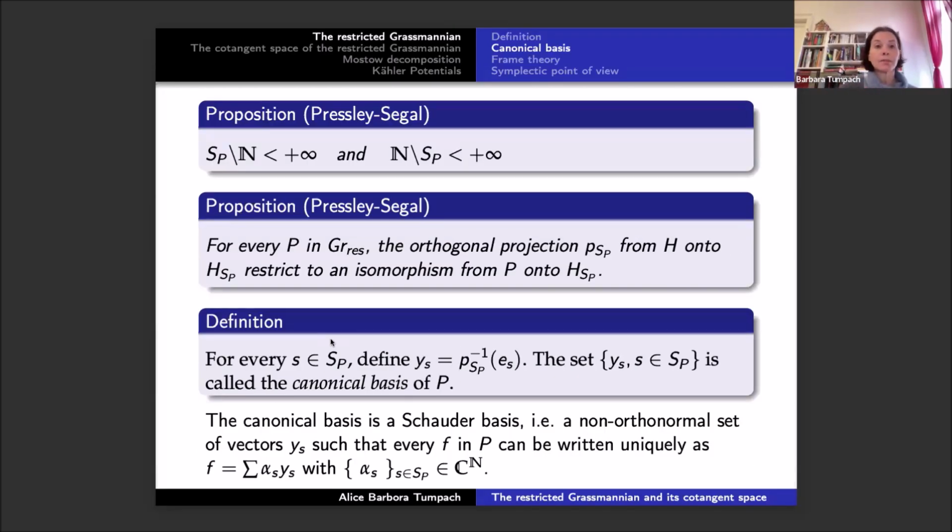So the proposition by Priestley-Segal is the following. This set SP differs from the natural numbers simply by a finite set. So if you look at those SP with positive indexes, you get a finite set, and you have also that n, if you subtract SP from n, you have also a finite set. This comes actually from the Fredholm condition, so you can also understand it by the Fredholm condition.